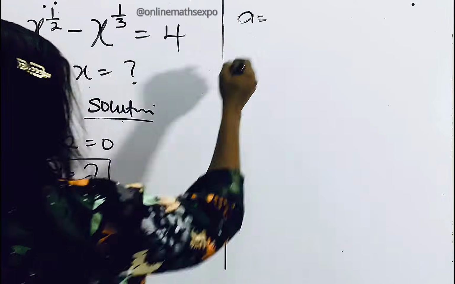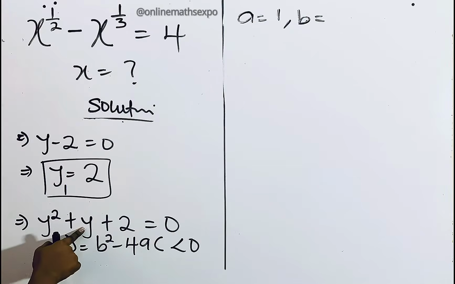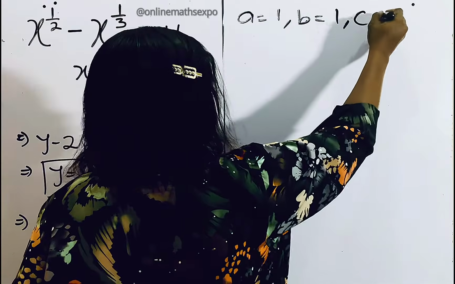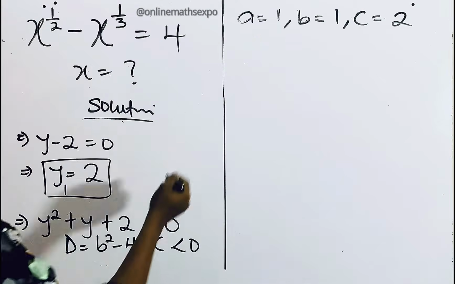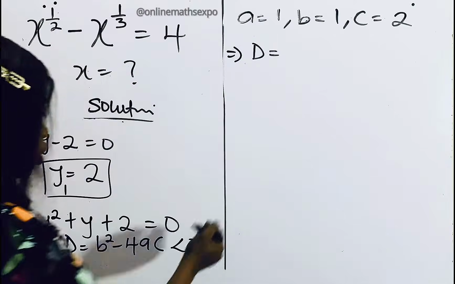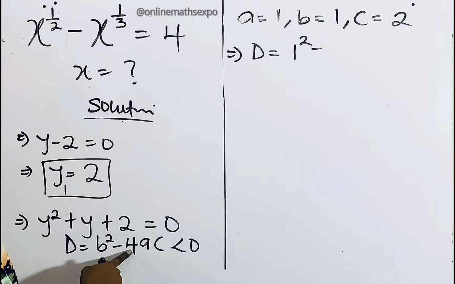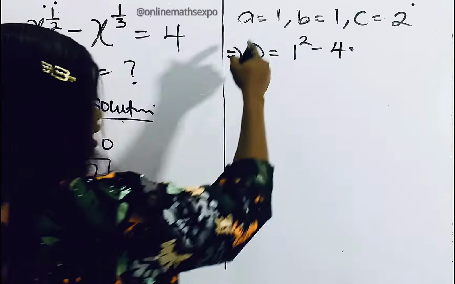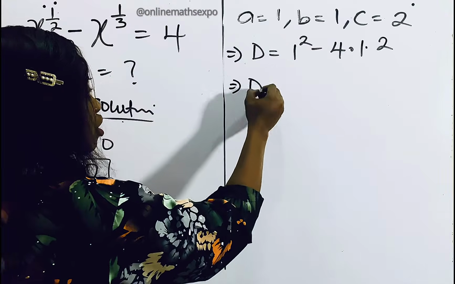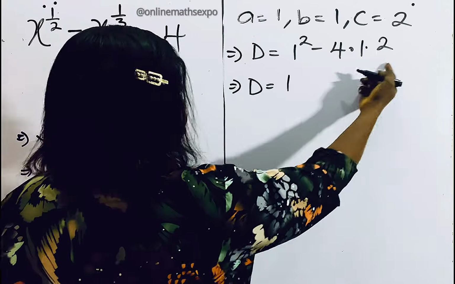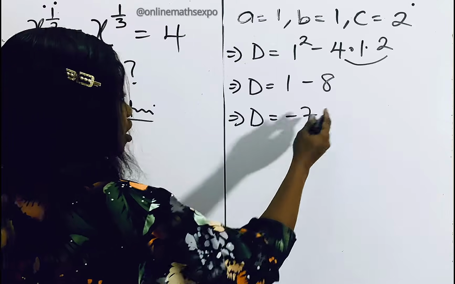a is always the coefficient of your y squared. Your b is the coefficient of y, which is 1. And our c is the constant term, which is 2. So let's plug it in here. We are going to have D is equal to b squared minus 4 multiplied by a, which is 1, then multiplied by c, which is 2. So we have D is equal to 1 squared, which is 1, minus 8. So we now have D is equal to -7.